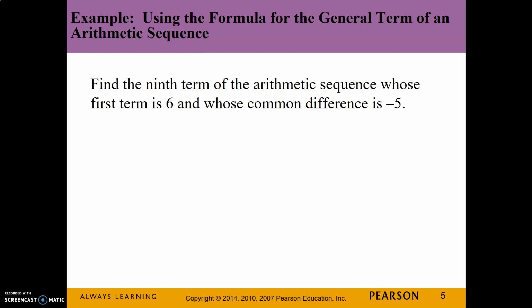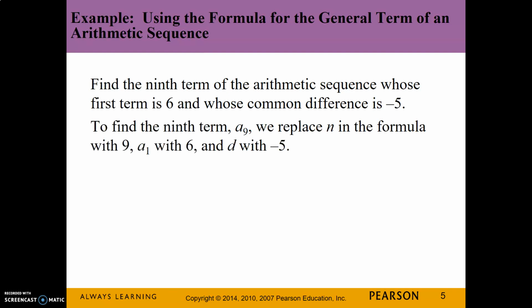So this is where our formula comes into play. I want a9, the 9th term of my sequence. In the formula we just saw on the previous slide, we're going to use 9 for the value of n. They've identified our first term for us, 6, so that's a1, and they've even given us the value for d, which is negative 5. So we have everything we need to figure out a sub 9, which in the formula is the an term.